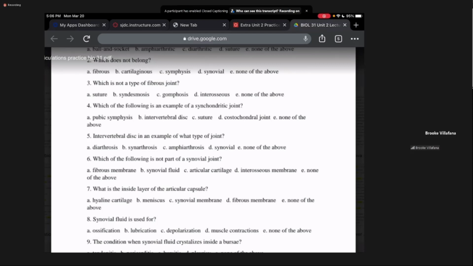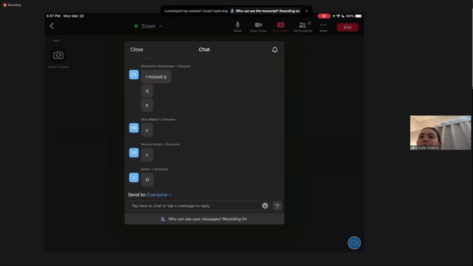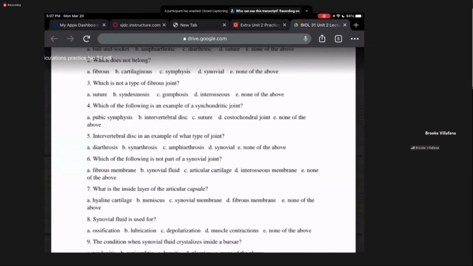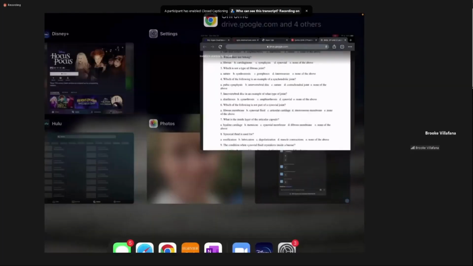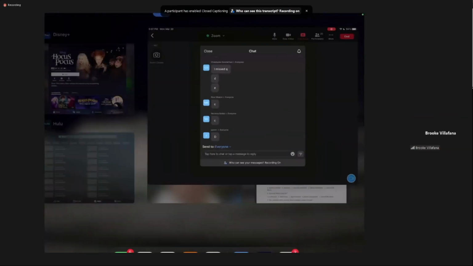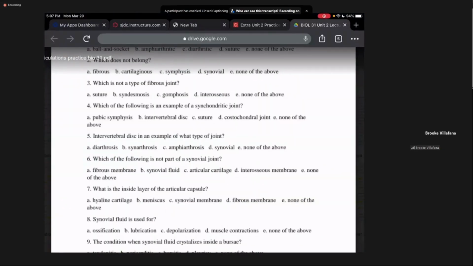For question 4, which of the following is an example of a synchondritic joint? Remember, your definition of synchondritic is a joint that does not move. Syn meaning no movement. So which of those is an example of a synchondritic joint? Good. A few people put down C, answering for suture. That would be correct. Suture is a joint that does not move at all.